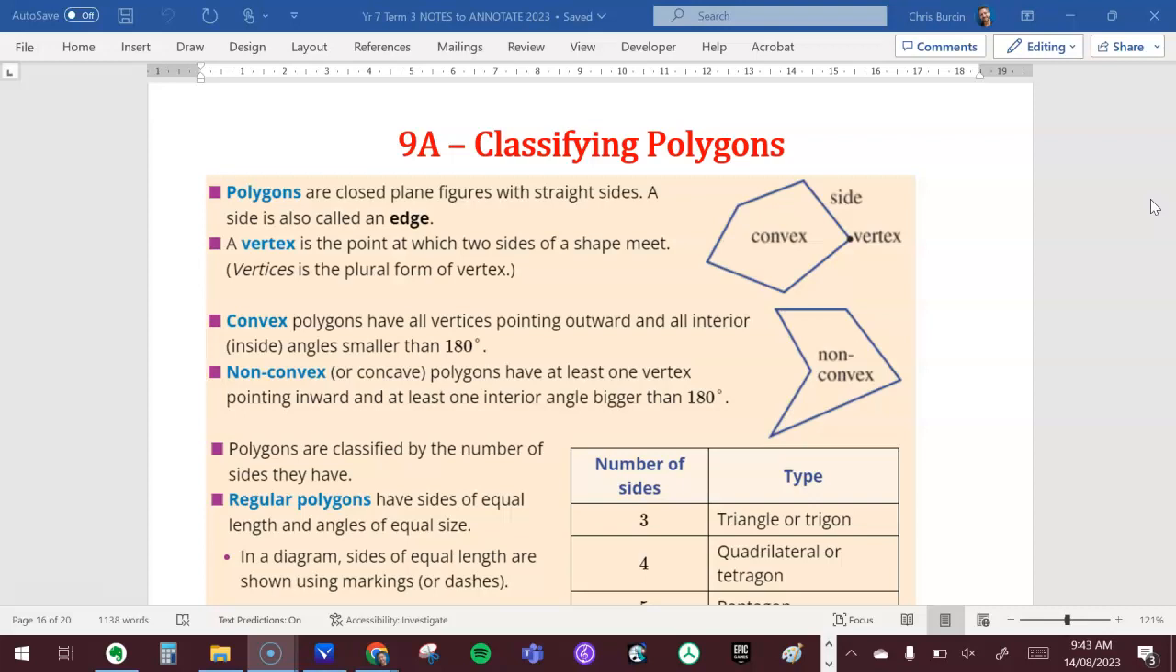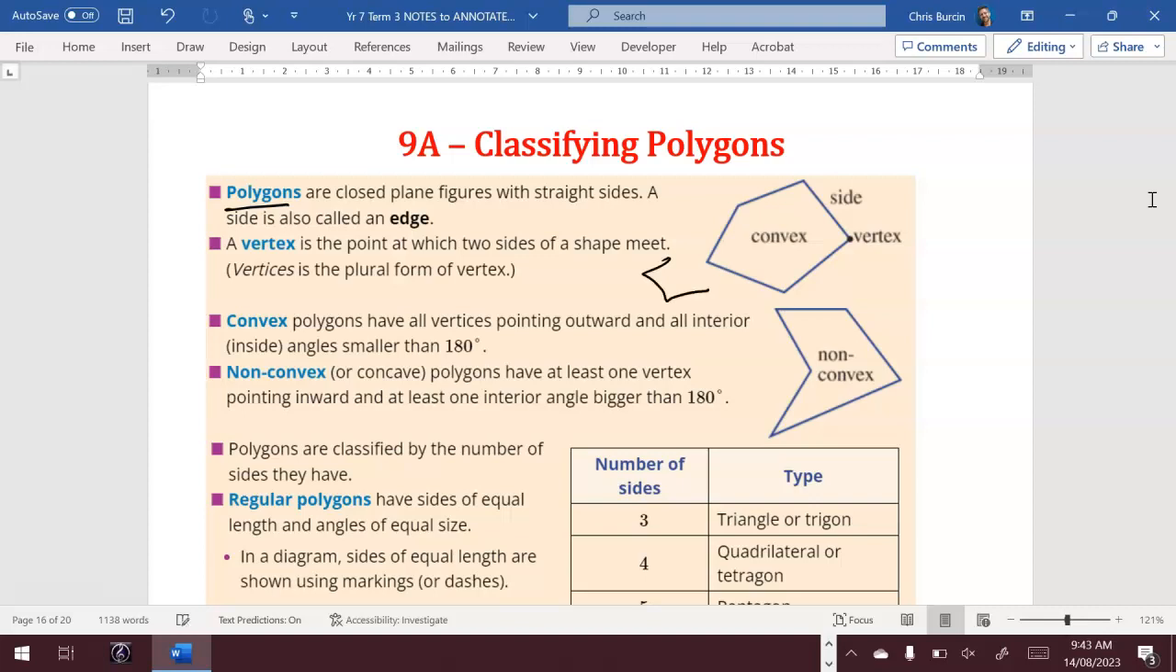What is a polygon? A polygon is a closed plane figure with straight sides. Closed means it's not left gaping open like that. It goes all the way around, it connects. And plane means it's flat. So you could lay it flat on a piece of paper and draw it. It's not three-dimensional, it's flat.